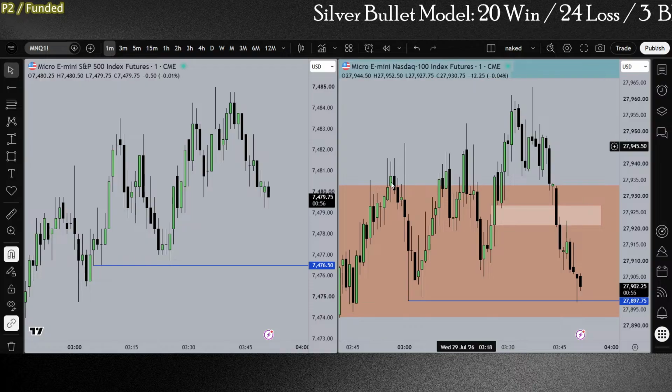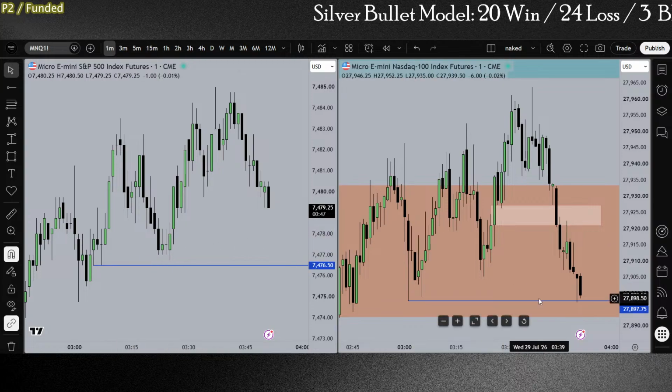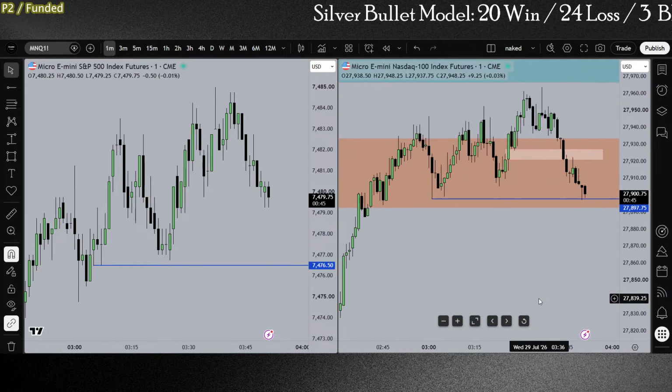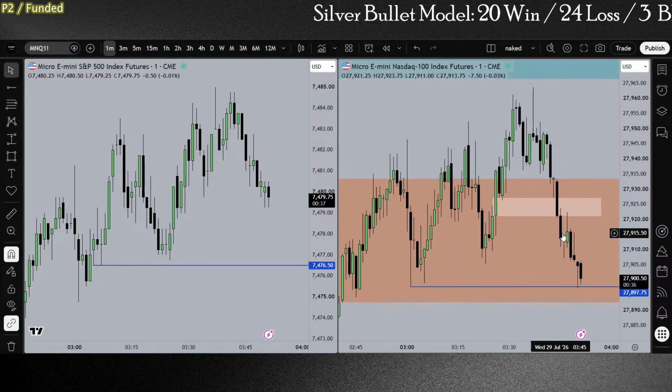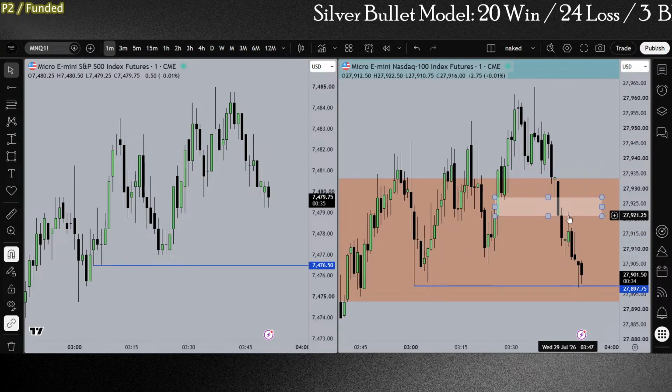So I appreciate that. I still want to see whether ES will follow up and run its own relative equal lows. And if that's the case, Nasdaq could pierce or make a deeper run below those equal lows. That wouldn't be bad at all.